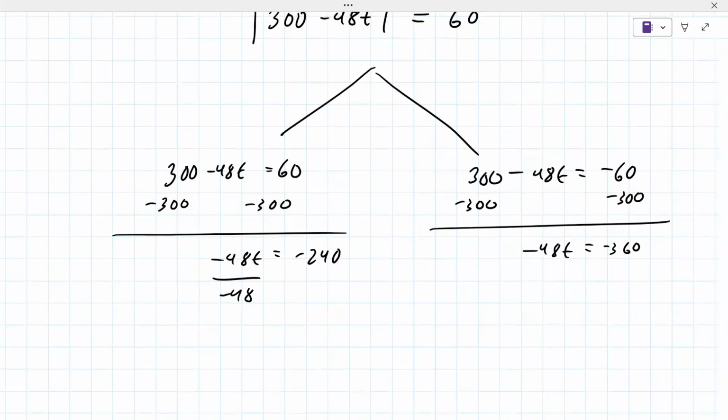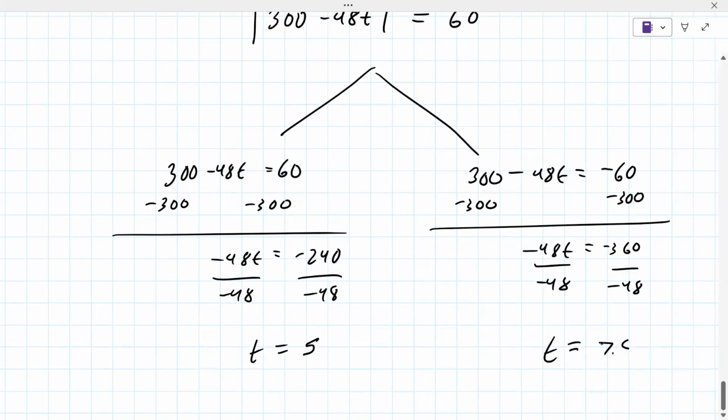When you divide by minus 48 here, you end up getting t equals 5. And when you divide by minus 48 here, you get t equals, go to the calculator on that one. That one's not as easy. Looks like it's 7.5. I was way off on that one. Okay. So just because it looks weird doesn't mean it doesn't work out right. You just have to kind of trust the process as you go through it and see what you see.